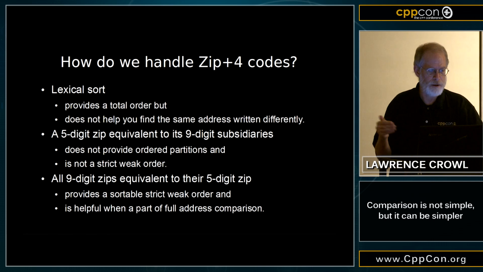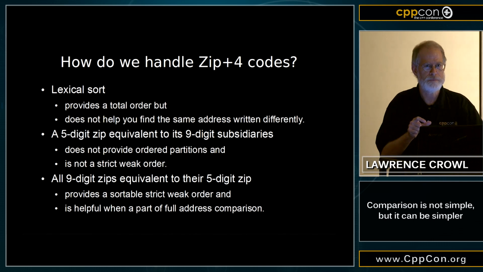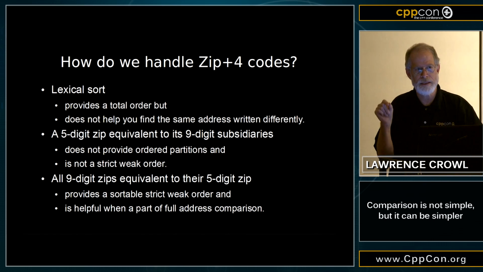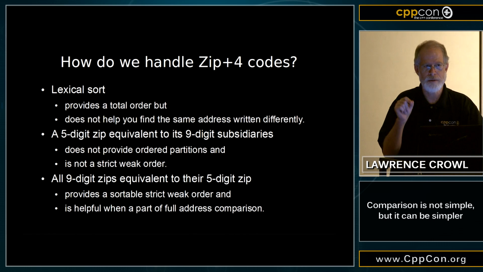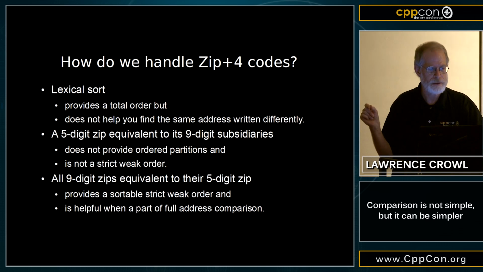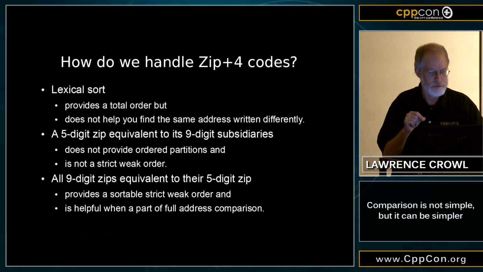So you might think, okay, well, we'll just make a 9-digit zip equivalent to its 5-digit zip so that they'll compare equal. The problem is that if you look at the relationships, you can prove that they don't meet the ordered partition requirement. So it's not a weak order, and it's not satisfactory to the sort algorithm. So we don't want to do that. But what else can we do?